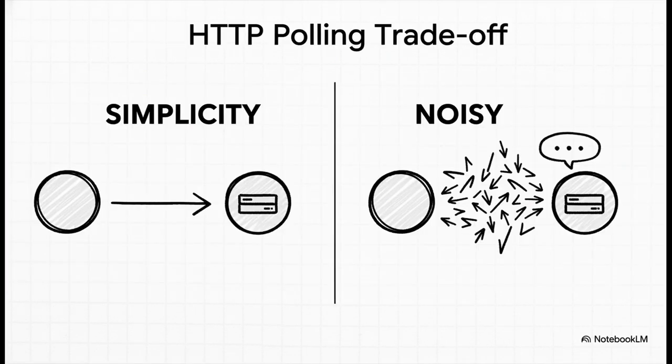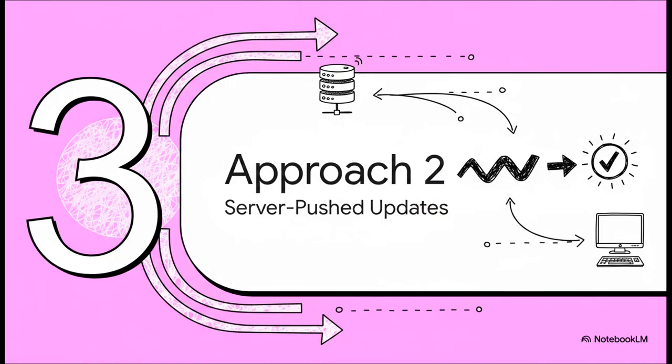And that really brings us to the key takeaway for this method. The biggest thing polling has going for it is its simplicity. I mean, it's just standard stateless HTTP. It's easy to build, easy to debug, but the trade-off, and it's a big one, is that it's noisy. It creates so much unnecessary network traffic, and most of those requests are just getting back the same old "still processing" message.